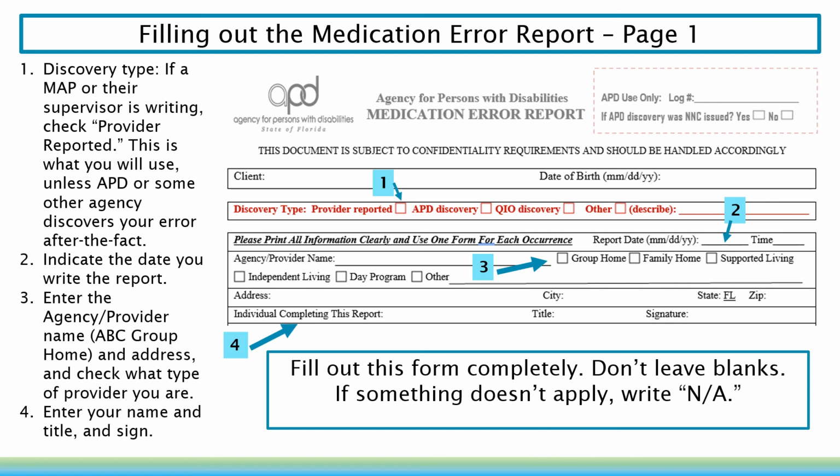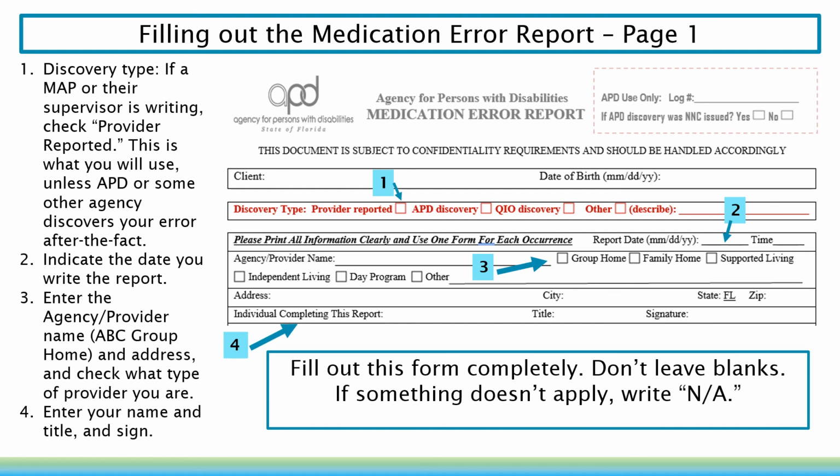Let's talk about filling out the medication error report, page 1. First, the discovery type. If a MAP or the supervisor is writing, check provider reported. This is very important. This is what you will use unless the APD or some other agency discovered your error after the fact.